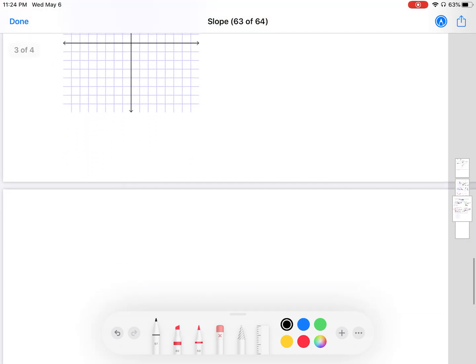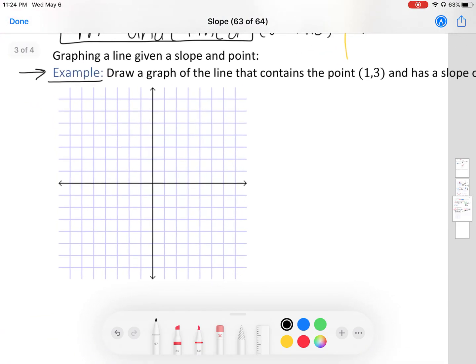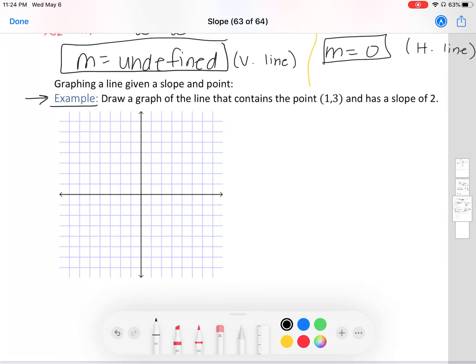Moving forward, let's do one more example. And this is getting us ready for our next type of problem. And we'll continue this next week, on our Tuesday lecture. Draw a graph of the line that contains the point 1, 3 and has a slope of 2. Okay, well, I know the slope is a steepness, right? So how about I use my steepness, which is your rise over run, that we're given of 2.